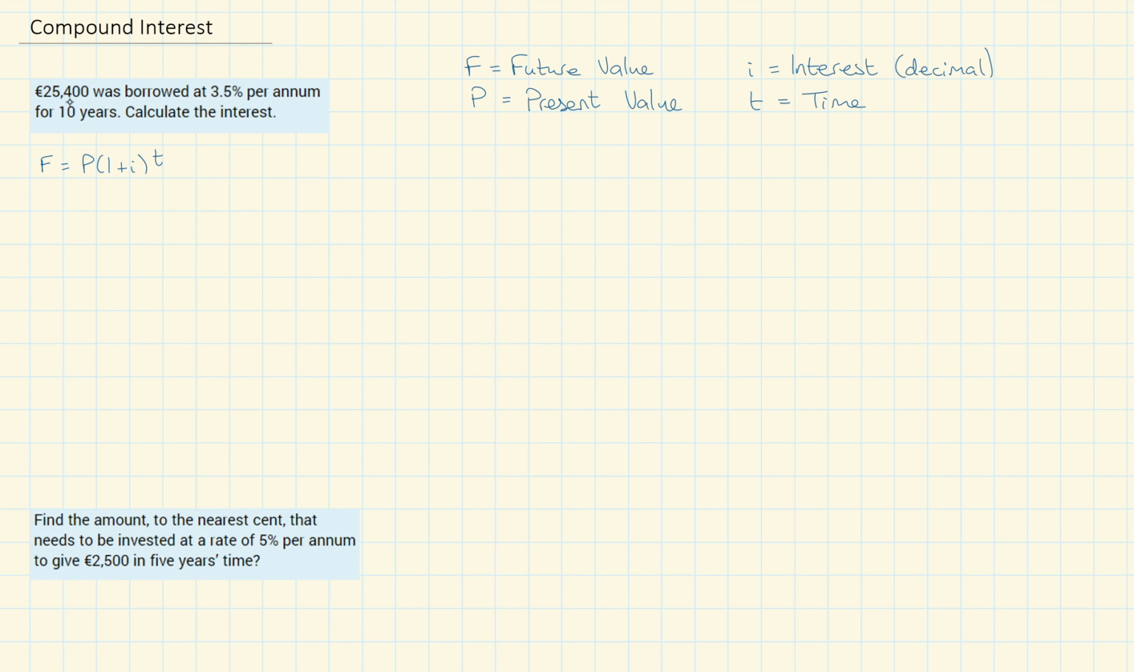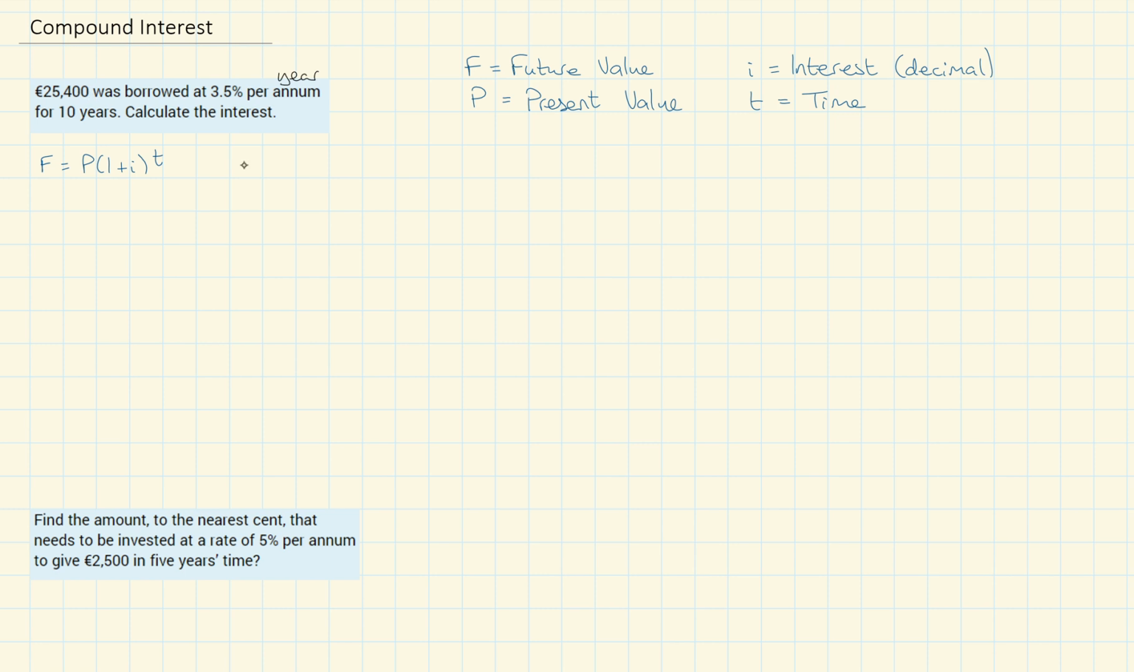So if we look at this question, 25,400 was borrowed at 3.5% per annum. That just means per year. So there's our time period, for 10 years. The interest rate is charged per year and it's 10 years. It's borrowed first, so that's fine. Calculate the interest.